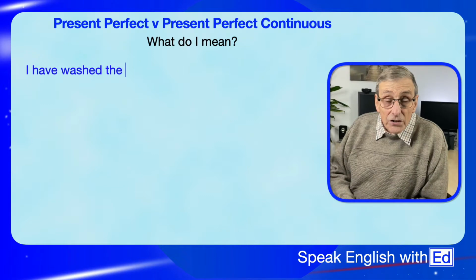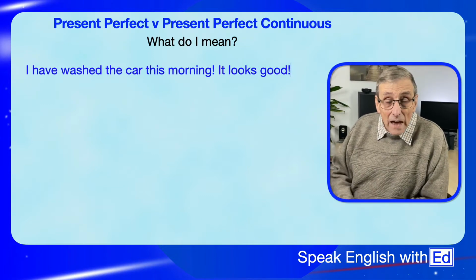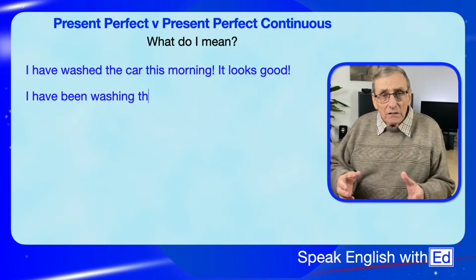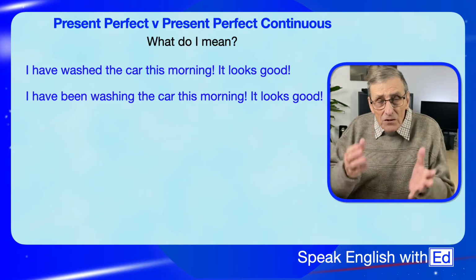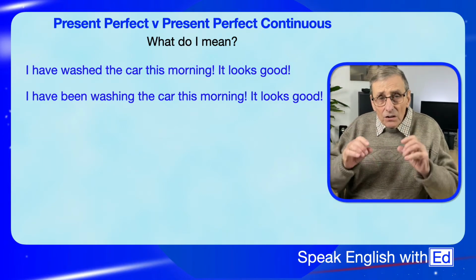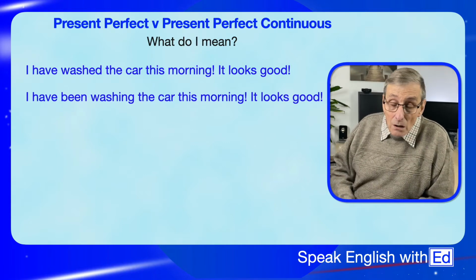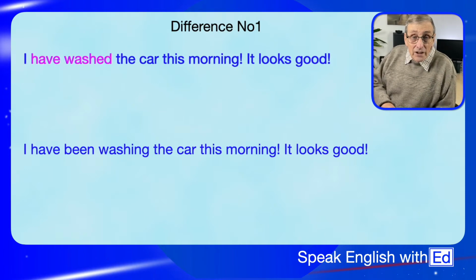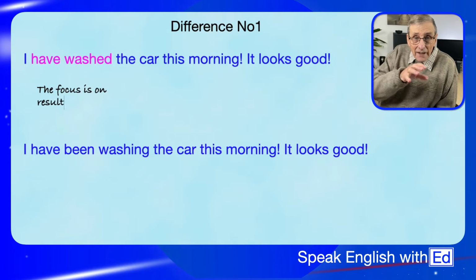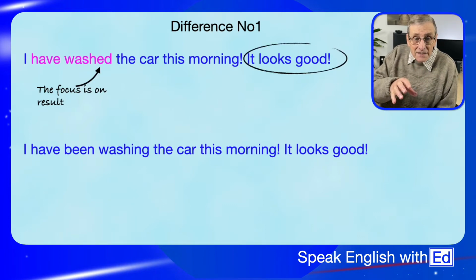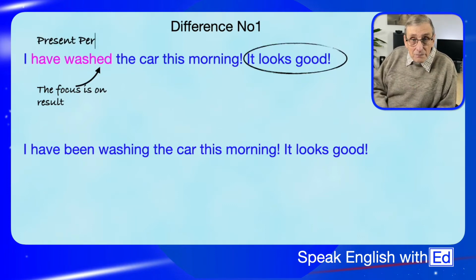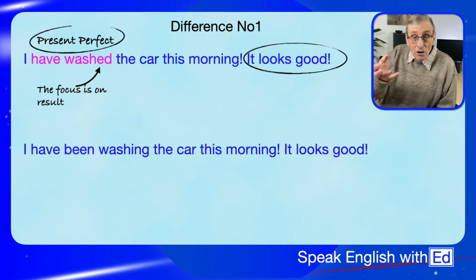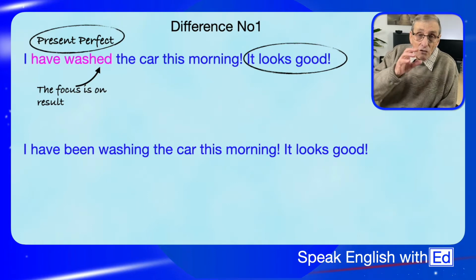So, I've washed the car this morning and it looks good. I've been washing the car this morning and it looks good. At first glance, both of these sentences look similar, but are they? Well, let's take a further look. So the first sentence, I've washed the car this morning. Now this focuses on the result of the action, and this is the present perfect tense. We can see this is complemented at the end with it looks good. So we're focusing on the result.